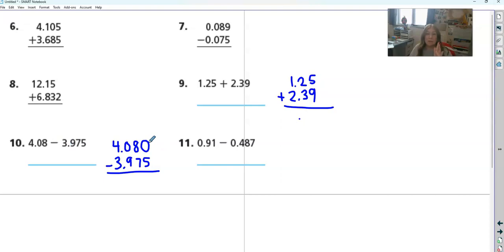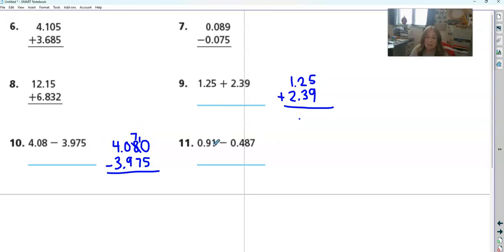subtracting. You cannot do 0 minus 5. We have to come borrow, and so now you can finish that problem. Again, you're not going to be able to do 0 minus 9, so you're going to have to regroup that. So go ahead and give that a try. Hey, next up we have number 11.